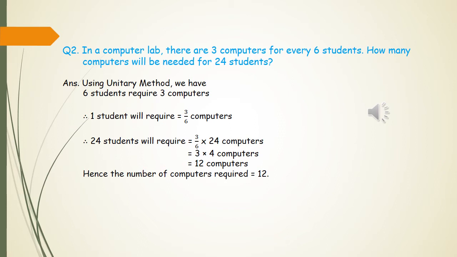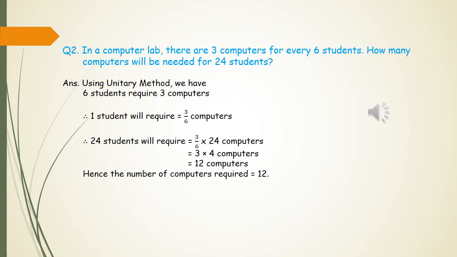So the first statement is 6 students require 3 computers. So one student will require 3 by 6 computers. Why 3 by 6? Because one student will require less number of computers than 6 students. So we are dividing because the number will be reduced. So this is direct variation. That means when number of students is decreasing, number of computers are also decreasing.